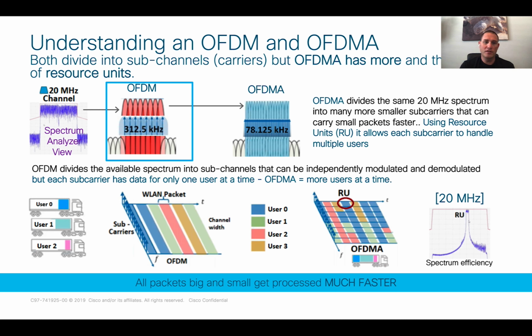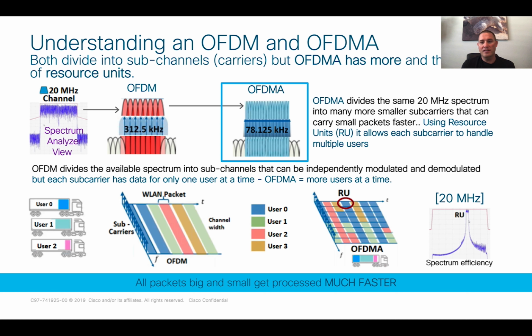divides that 20 megahertz spectrum into a certain amount of carriers, right? But if we see the differences in OFDMA, it divides that same 20 megahertz spectrum into many more smaller subcarriers, and then it employs a new concept called a resource unit, or RU. In those resource units, it allows each subcarrier in the spectrum to handle multiple users.